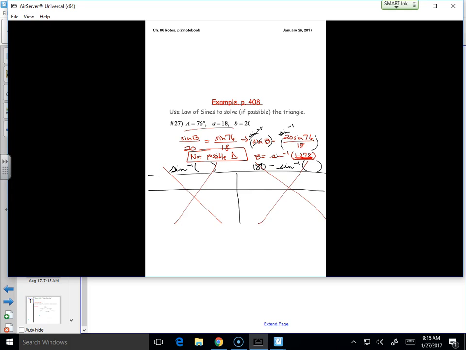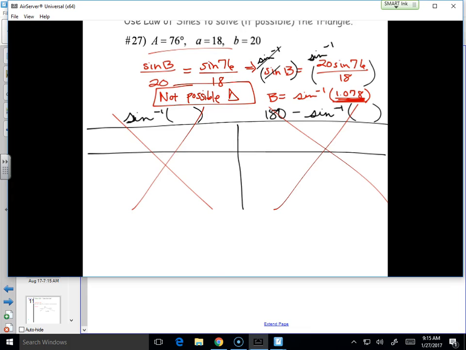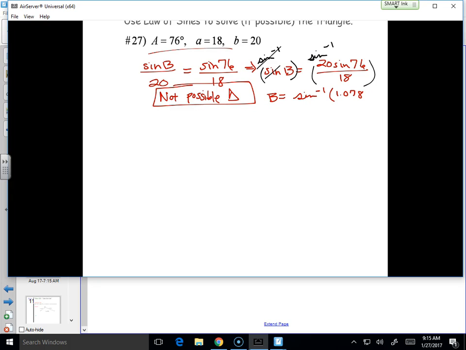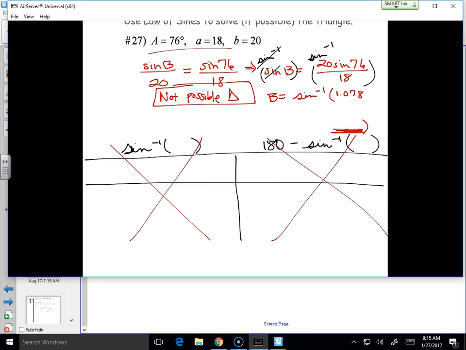Wait, but what about the other side? You're right. Neither side works, because don't both sides depend on having a sine inverse? Look at it, guys. So if there's no sine inverse, well then forget that, we can't really do much, yeah? But since our calculator said that doesn't work, we have to say, okay, not a possible triangle, done.